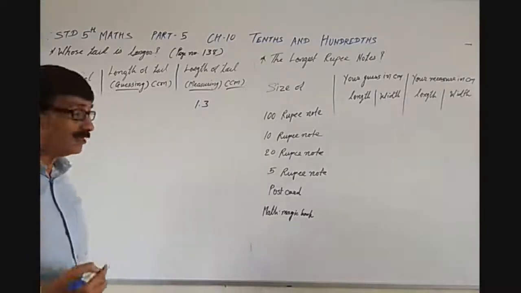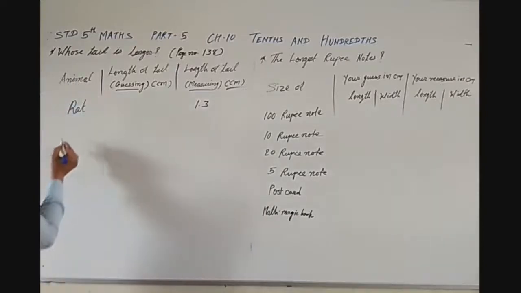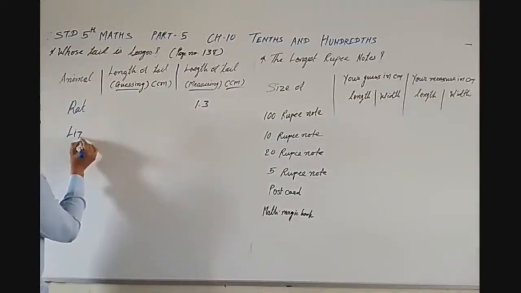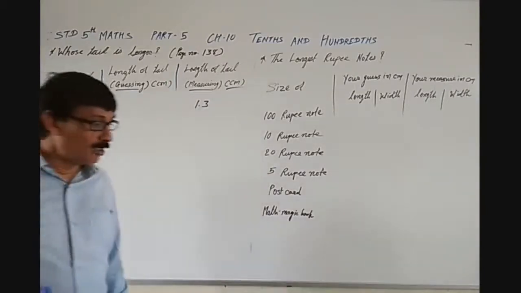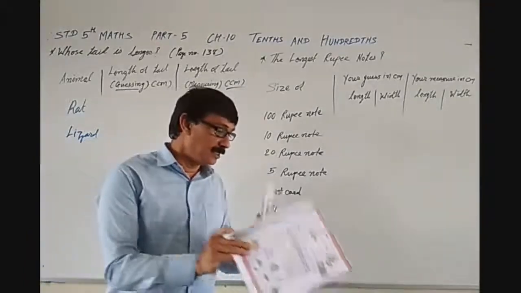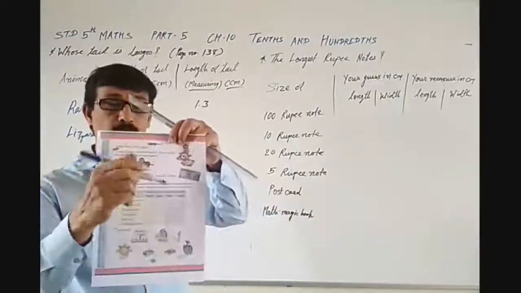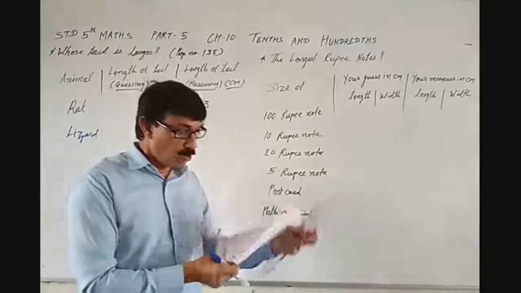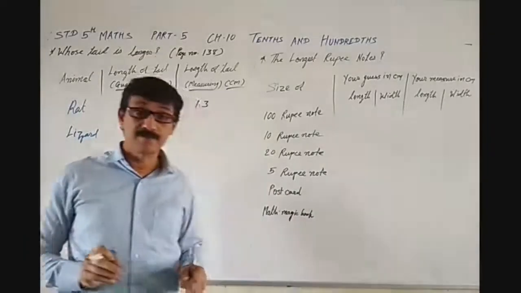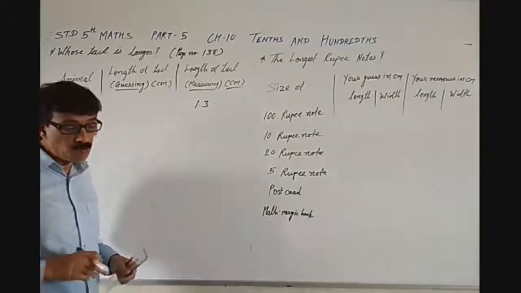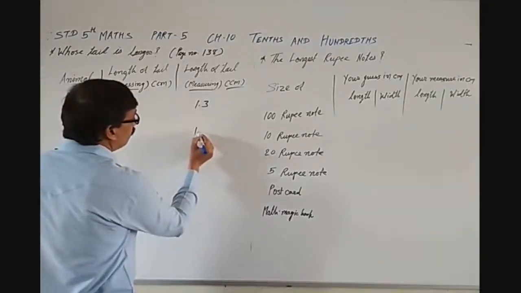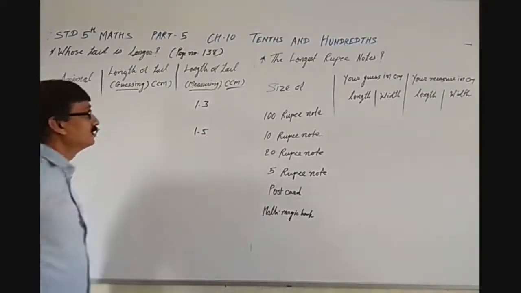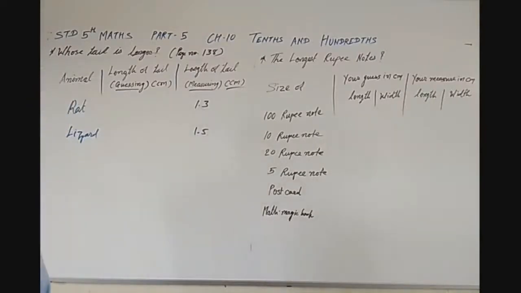Now let's see, lizard. Can you see lizard? Can you see lizard in that? Guess, what is the, see, lizard is over here. Okay. Now guess, what is the length of its tail? Did you note down in your textbook? Now let me give you, it is 1.5 centimeter. It is 1.5 centimeter.